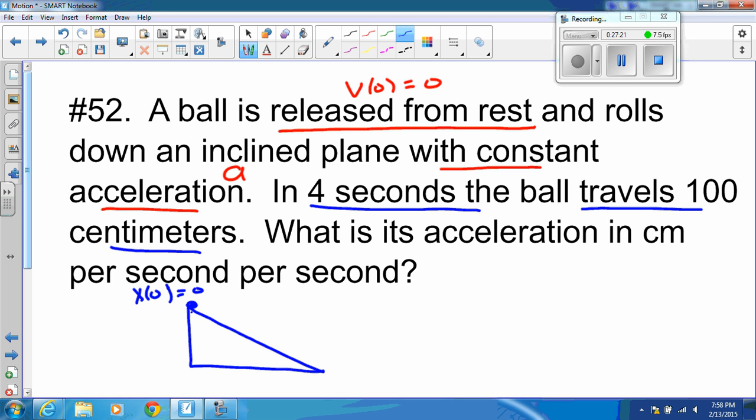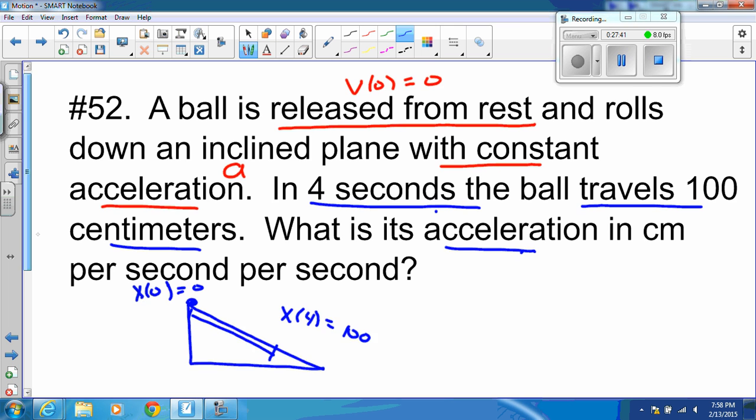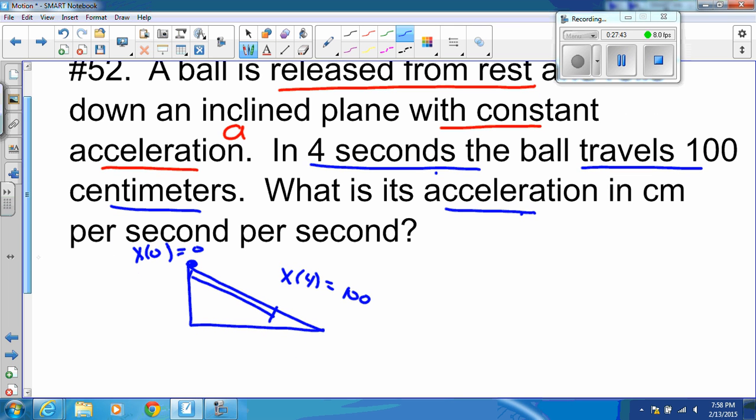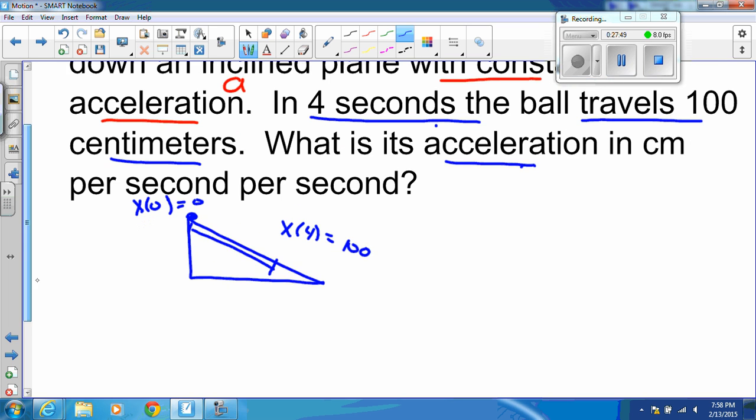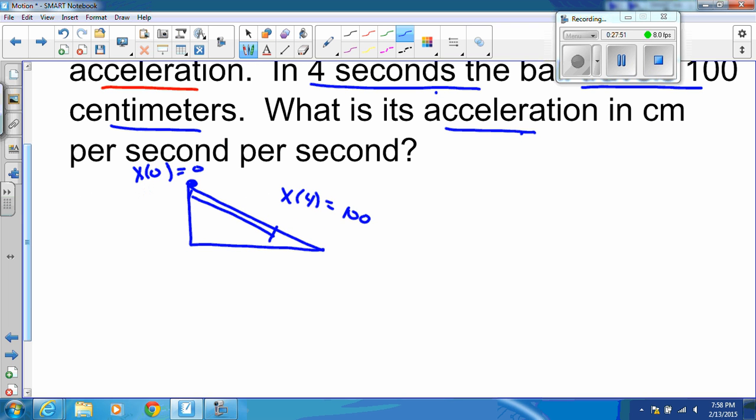So if we're picturing or visualizing this, the ball is starting right here. We'll call this x equals 0. In fact, we'll say x of 0 is equal to 0. When the problem starts, we haven't traveled any distance. And now after 4 seconds, x of 4 is equal to 100. And this is the way that we can translate this information into the problem. And now we are asked, what is that acceleration, which is a, in centimeters per second per second?